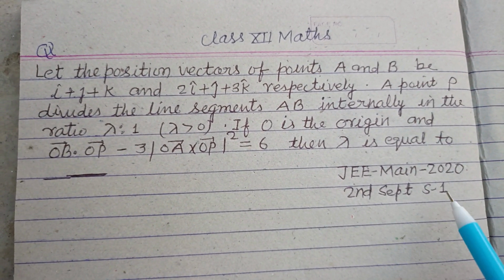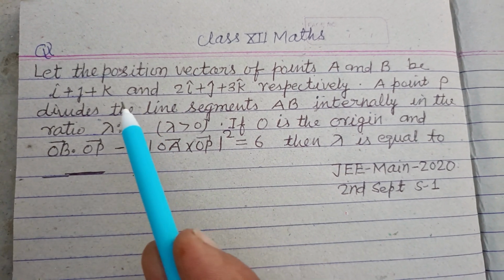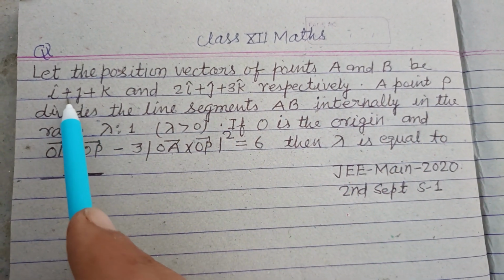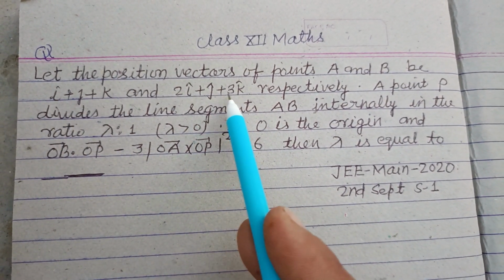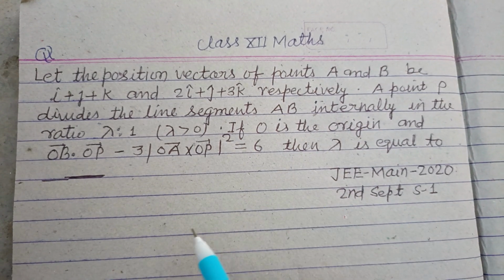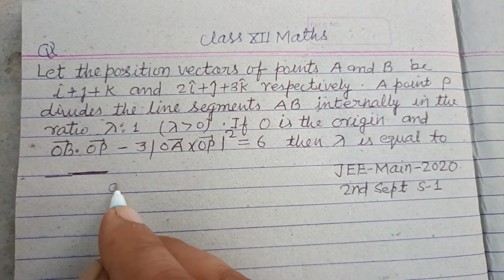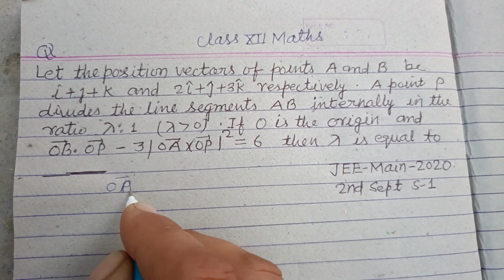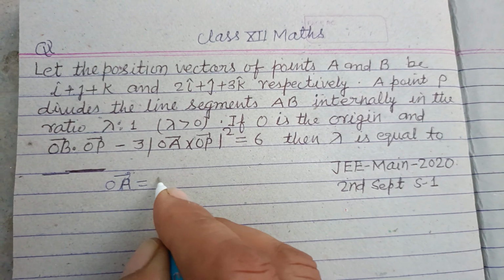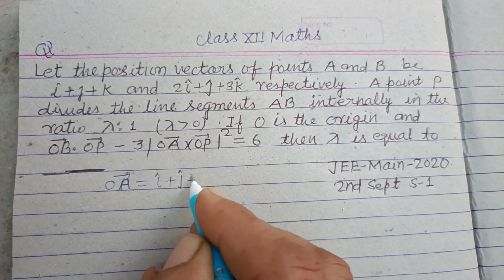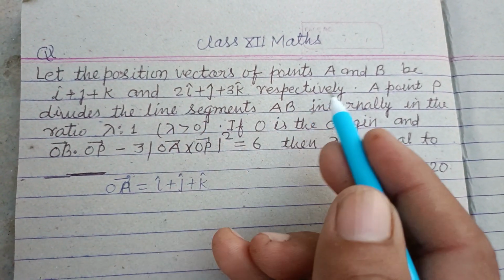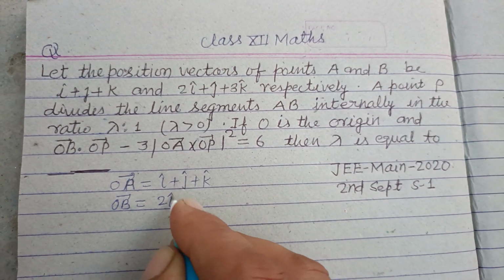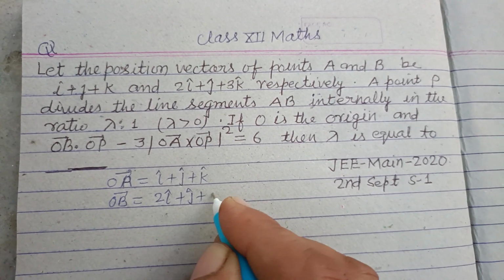This is a question from JEE Mains 2020 based on vectors. Let the position vectors of points A and B be i plus j plus k and 2i plus j plus 3k respectively. So the position vector OA is given to us as i plus j plus k, and OB is given as 2i cap plus j cap plus 3k cap.